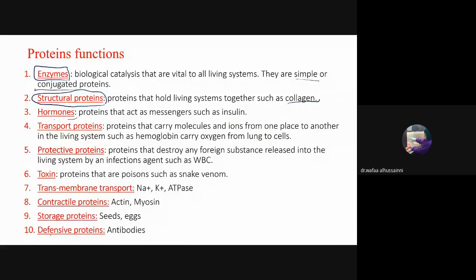Hormones. We know most hormones are considered lipids, and there are some proteins which are not lipids. These proteins which act as messengers, such as insulin, they are actually proteins. Transport. Proteins can work as a transport molecule. They can carry molecules, they can carry ions from one place to another. And a big example is the hemoglobin. Hemoglobin في الحقيقة is a protein, and it carries oxygen from the lungs to the cells.